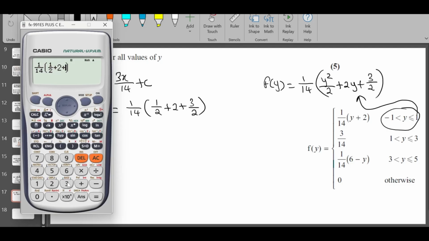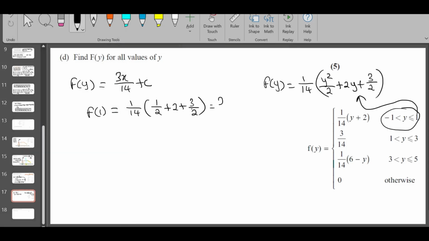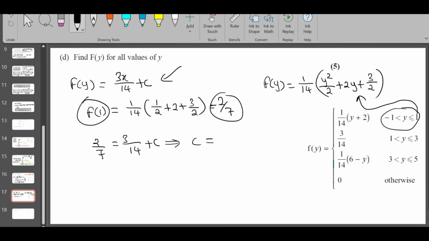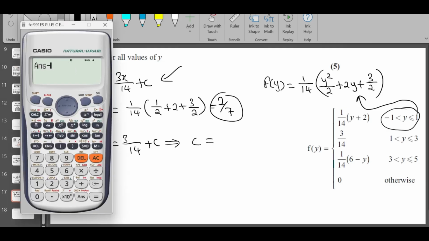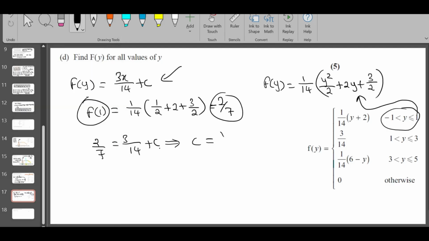Plus 2 plus 3 over 2. You get 2 over 7. So that's the condition: F of 1 is 2 over 7. Sub in here to get C. So 2 over 7 is 3x over 14 plus C. Sorry, replace x by 1. So that gives us the C. 2 over 7 minus 3 over 14 is 1 over 14.